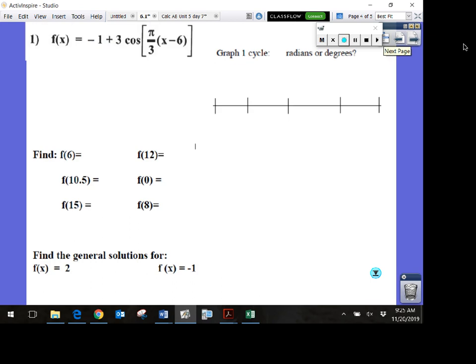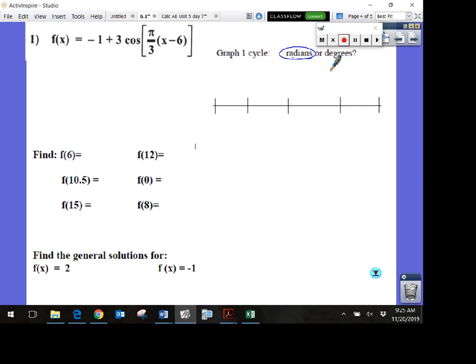All right, so let's look at this one. So lots of different questions. Some go back to just regular things that you have found before, and some are new things like general solutions. It says graph one cycle, and we have to decide, is it degrees or radians? There is no degree symbol. Now there's a pi, that gives it away also, but that is not how you determine. If there is no degree symbol, then we are in radians. Degree symbol means degrees. Even if it just has a 3 right there, or a 1/3, that still makes it radians.